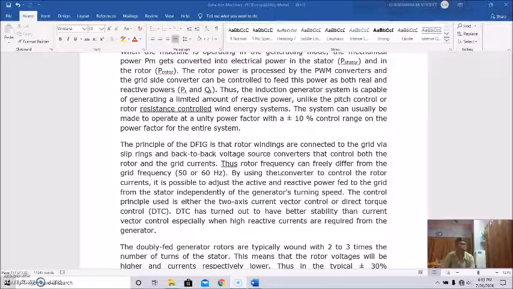The rotor frequency can freely differ from the grid frequency, that is 50 or 60 Hertz. By using the converter to control the rotor currents, it is possible to adjust the active and reactive power fed to the grid from the stator independently of the generator's turning speed. The control principle used is either two-axis current vector control or direct torque control, DTC. DTC has turned out to have better stability than current vector control, especially when high reactive currents are required from the generator.